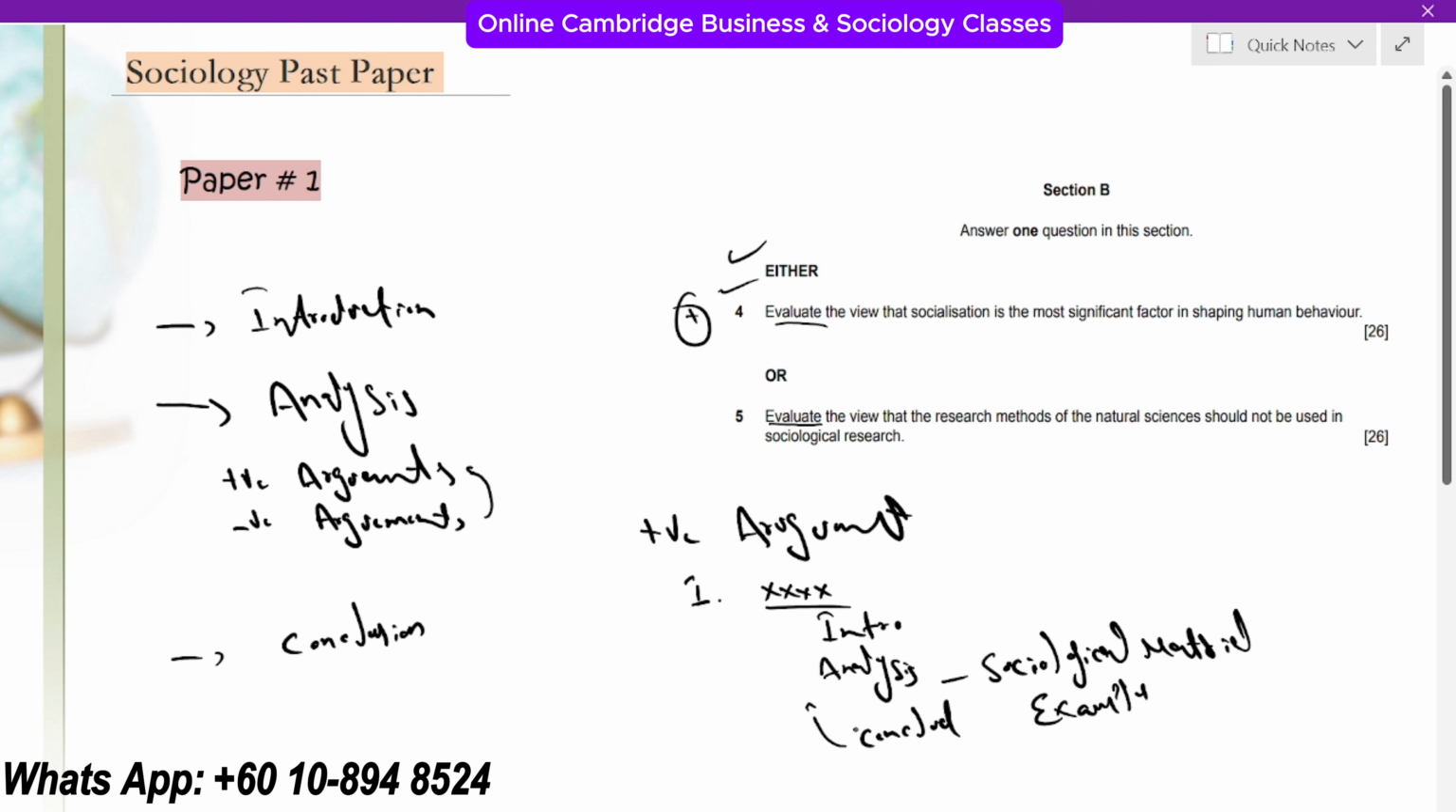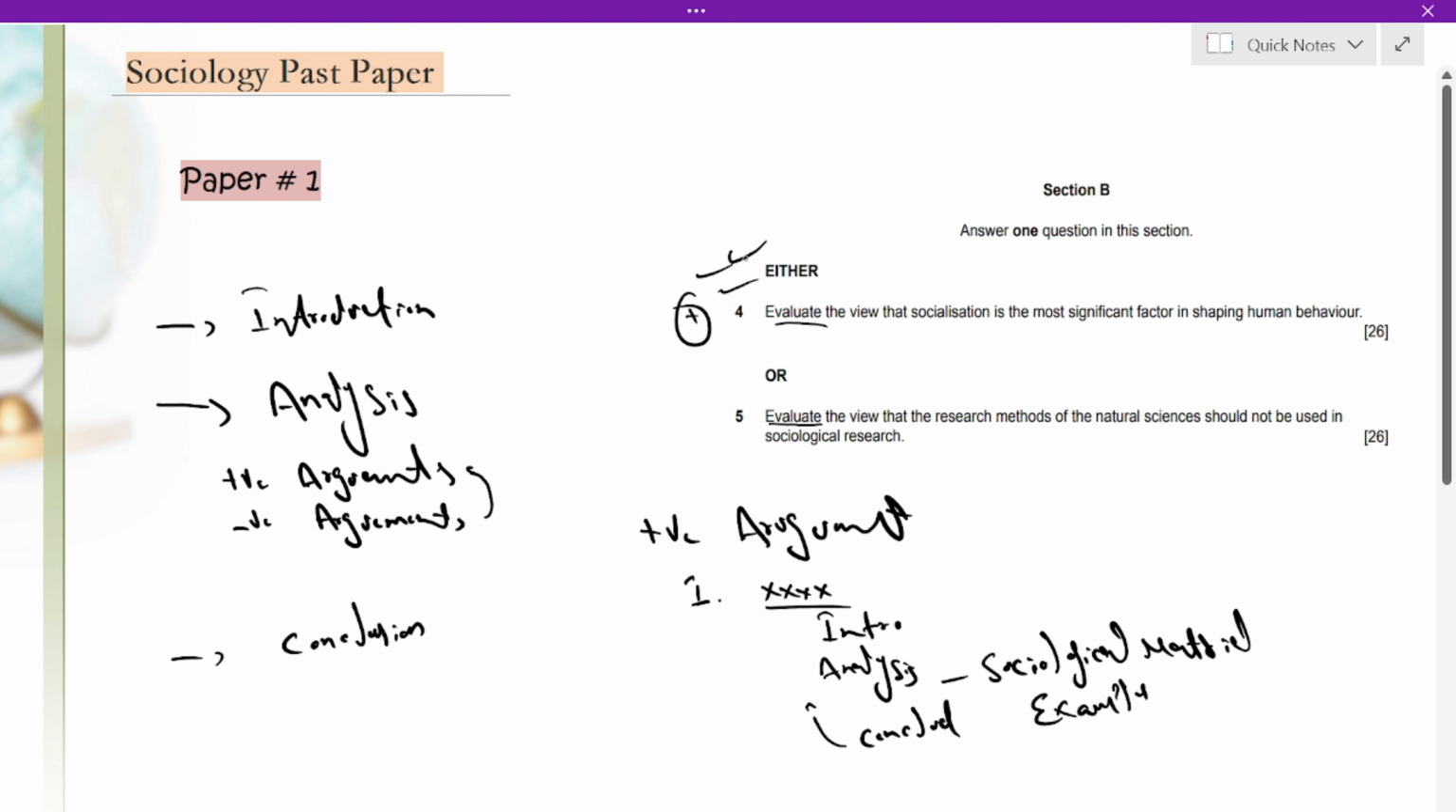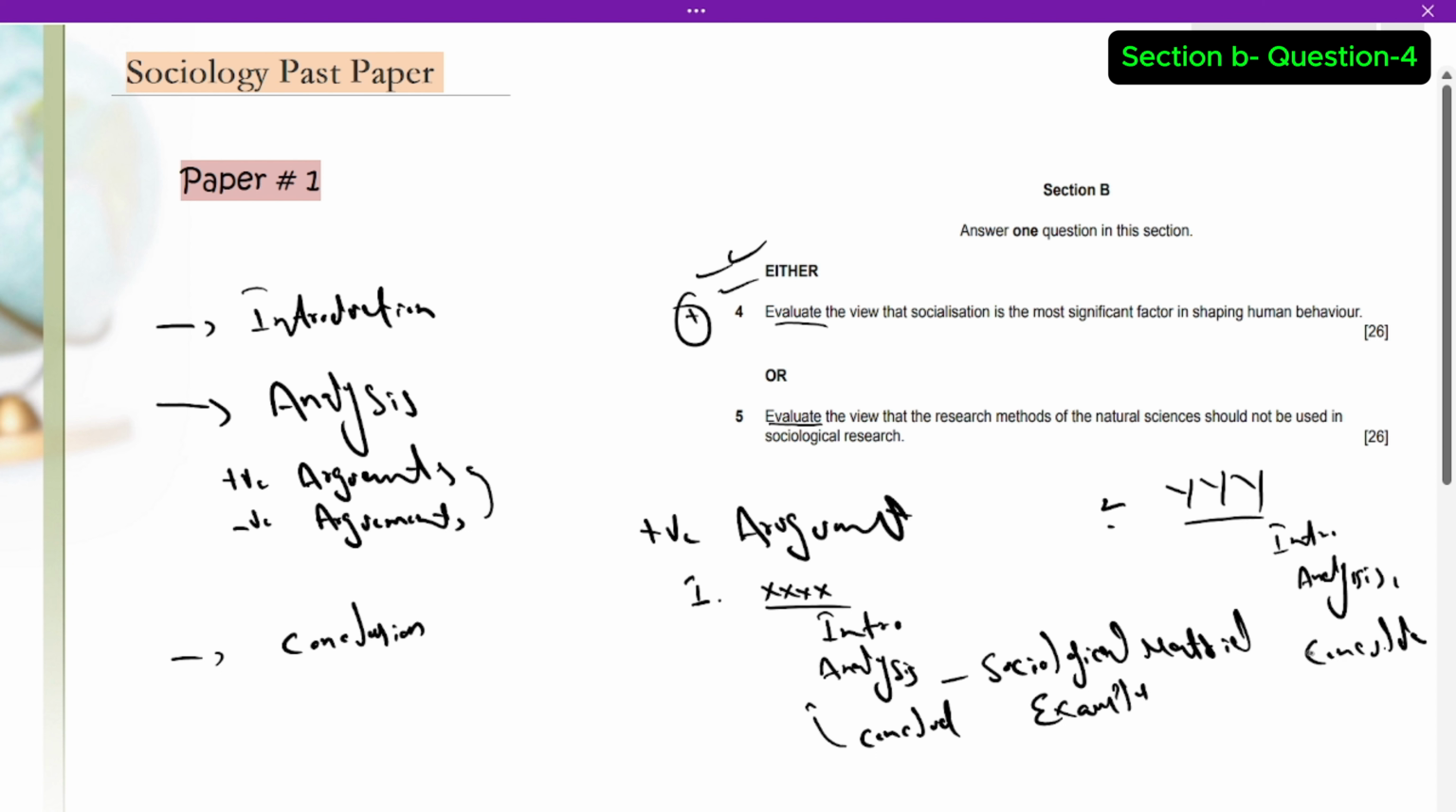If you are giving a negative argument, then you show how your specific identification is opposing the statement of the question. And again, once you identify, let's say, the second argument, again you give an introduction, analyze it, and then conclude it. This is how you have to write each and every heading in that overall essay.